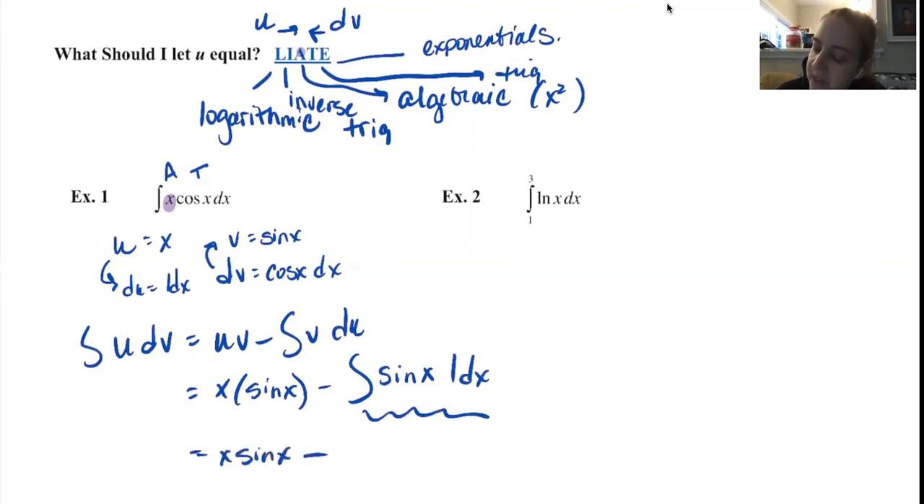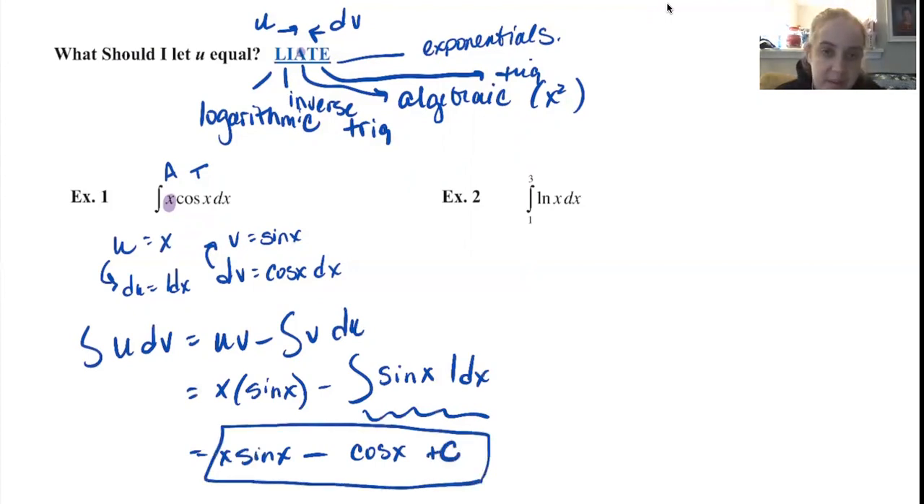What is the integral of sine? Cosine. And this is an indefinite integral, so what goes on the end? Plus c. That is integration by parts. There are a lot of pieces going on for sure.